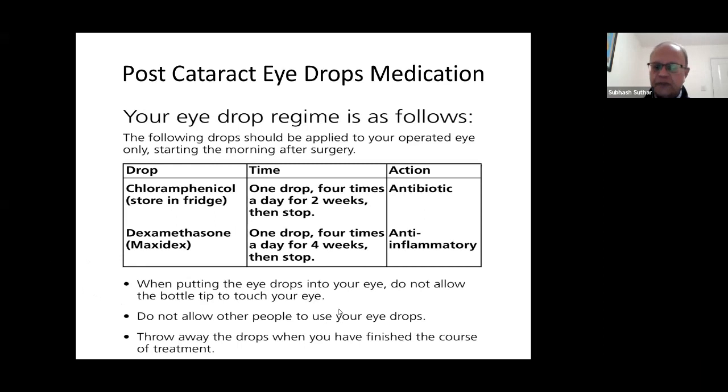So when putting the eye drops into the eye, do not allow the bottle tip to touch your eye, which I showed you in the first slides as well. You can use that wrist upon knuckle technique, and do not allow other people to use your eye drops. Very important. And once you finish your bottle, please throw away the bottles.